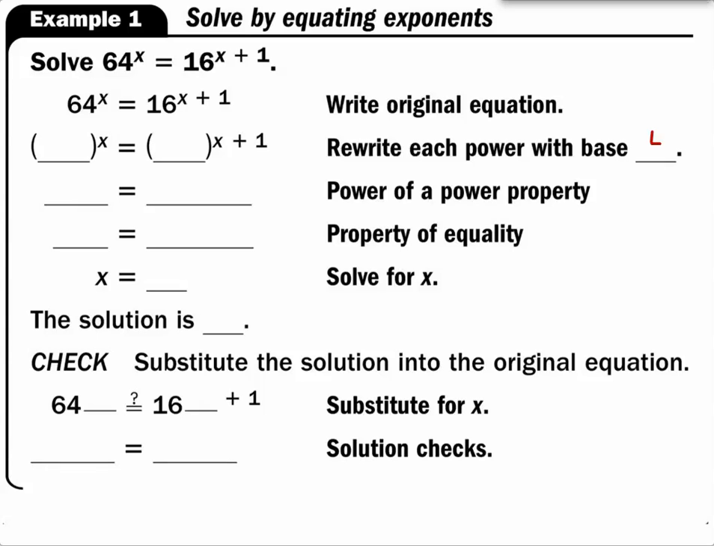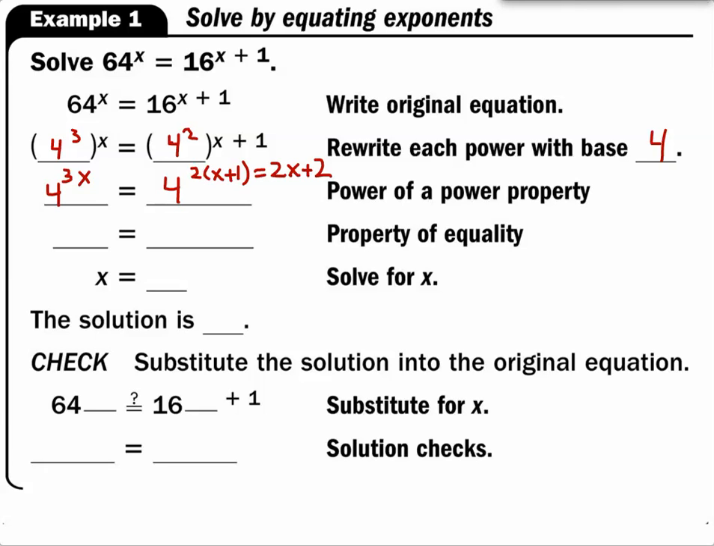I think here we're probably looking at base 4. You could have changed it to base 2, but base 4 might be a little bit easier, because 64 is 4 to the third, and 16 is 4 squared. So this is 4 to the third to the x, and 4 squared to the x plus 1. Then we have the power of a power property, so this is really 4 to the 3x, and this is 4 to the 2 times x plus 1.